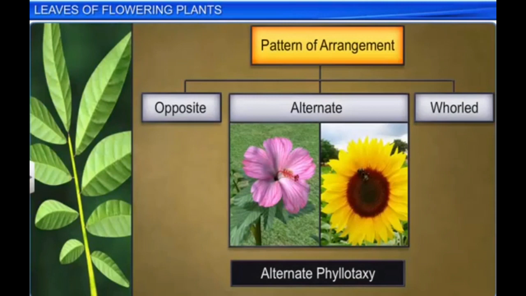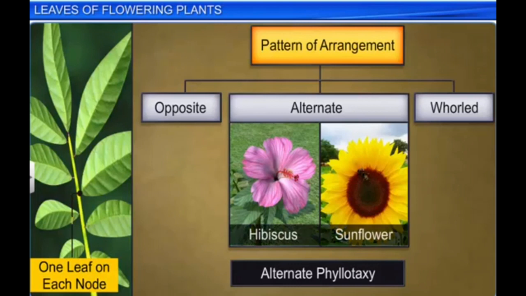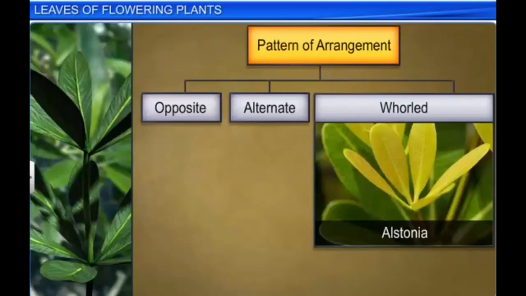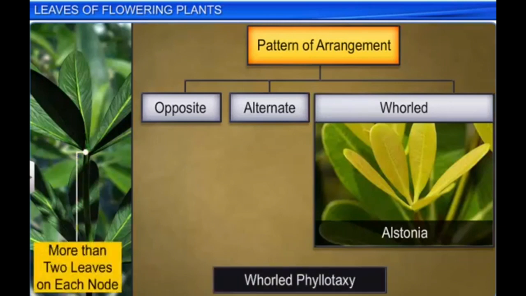In alternate phyllotaxy, only one leaf arises at each node, and the leaf at the next node is in the opposite direction. Alternate phyllotaxy is seen in plants like hibiscus and sunflower. Finally, in whorled phyllotaxy, two or more leaves appear at a node, forming a whorl, as seen in Alstonia.